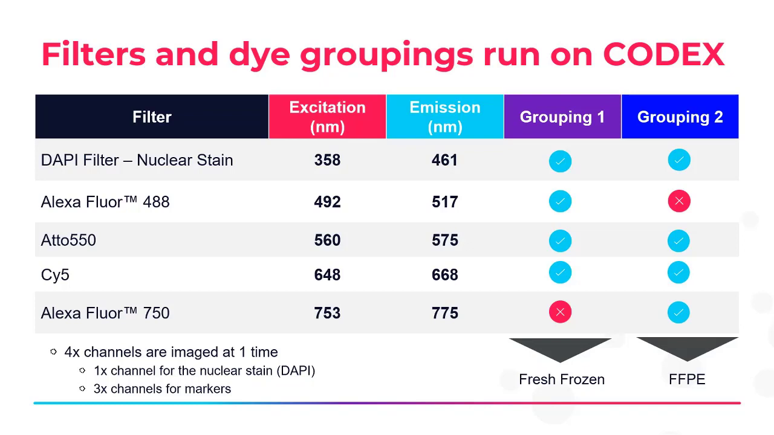There are 2 groups of fluorophores we suggest using depending on the sample type you would like to study. And both groupings, 1 and 2, include DAPI. For fresh frozen tissues, we recommend using AF488, ATTO 550, and Cy5. For FFPE tissues, we recommend using AF750 instead of AF488 to counter high levels of autofluorescence generally found in these tissues.